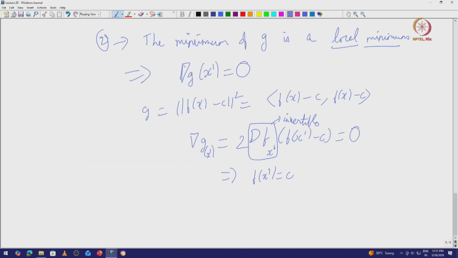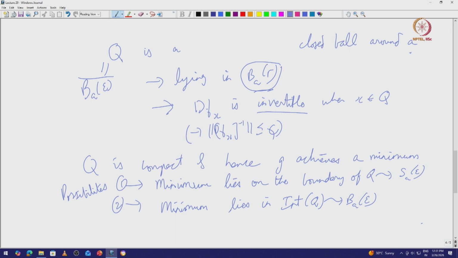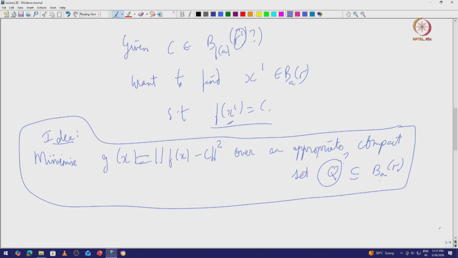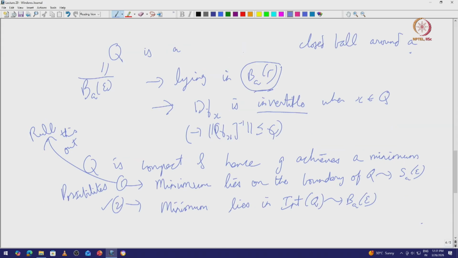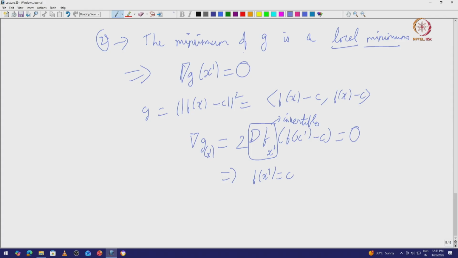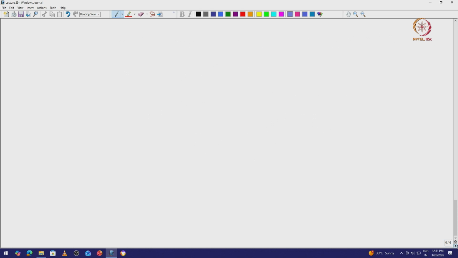Okay? So the second possibility is actually a very good one, because that directly implies that at this minimum f of x dash is equal to c. So we need to rule this out. So we need to rule out the first possibility. Notice so far we have not placed any restriction on how small r dash ought to be. We will do so now. So the aim here is now to rule out the first possibility.